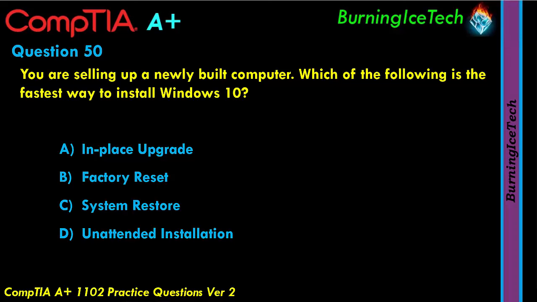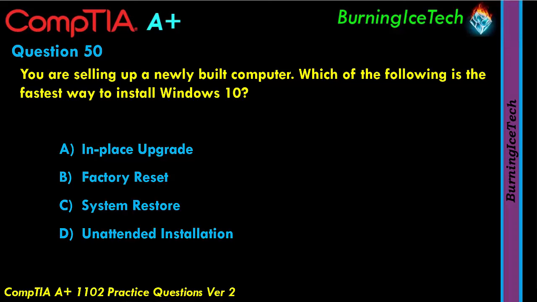A newly built computer means it does not have an operating system on it. So an in-place upgrade is something you do on a machine that already has an operating system, and you're going to upgrade it to a newer version of Windows. So if they have Windows 8, you'll upgrade to Windows 10 maybe. If they've got Windows 10, you'll upgrade to Windows 11. This is on condition that you stay on the same architecture and preferably the same edition. But this is a new machine, so an in-place upgrade is physically impossible, so it's not A.